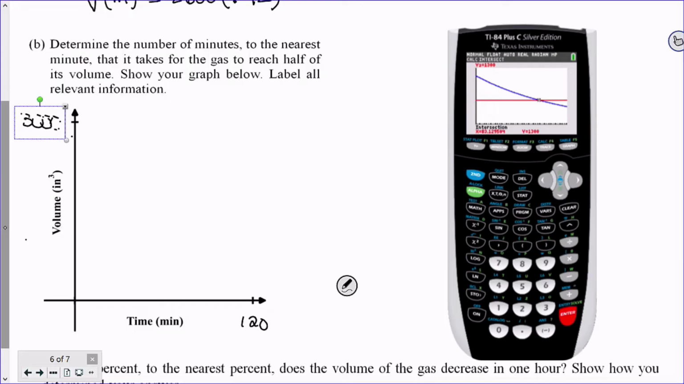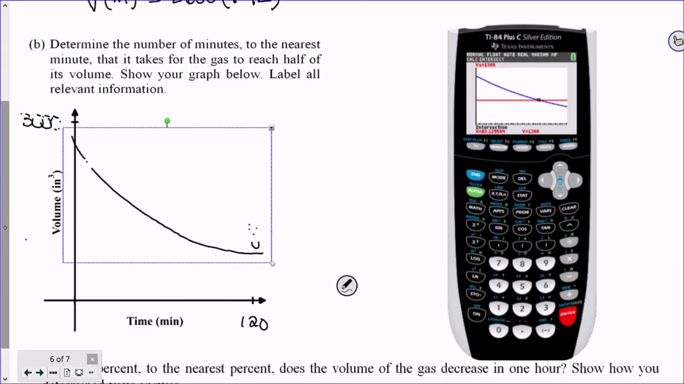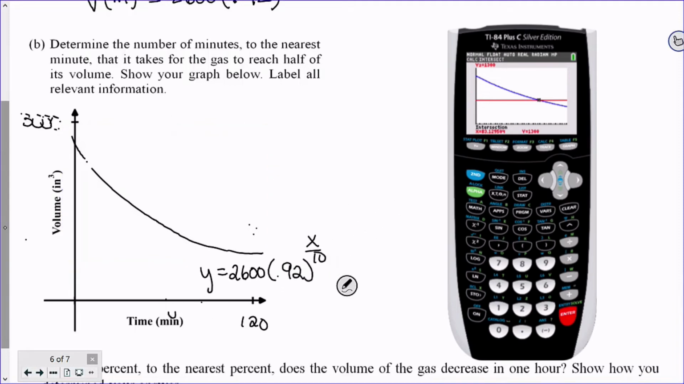Now my exponential curve, right, looked something like this, and I should label it with its equation. Wow, this thing is just having fun right now. How about y equals 2600 times 0.92 to the x divided by 10. Maybe I'll just now drag this in here. Please ignore all those things that kind of look like smiley faces and dots and whatnot. Oh, not the entire curve. The entire curve, I lost it.